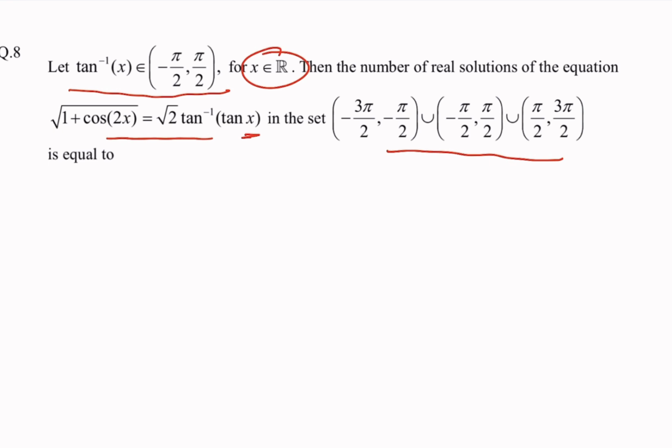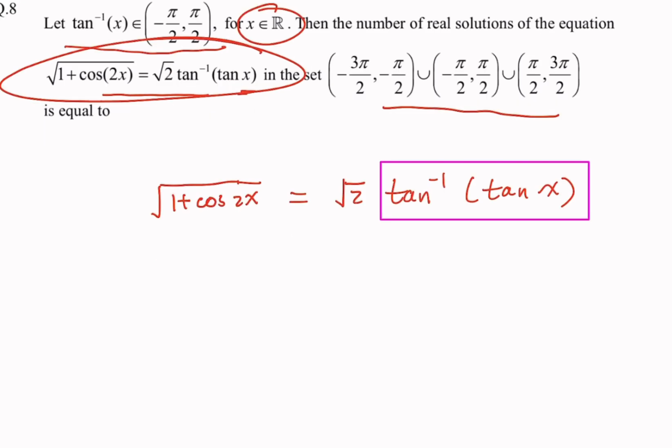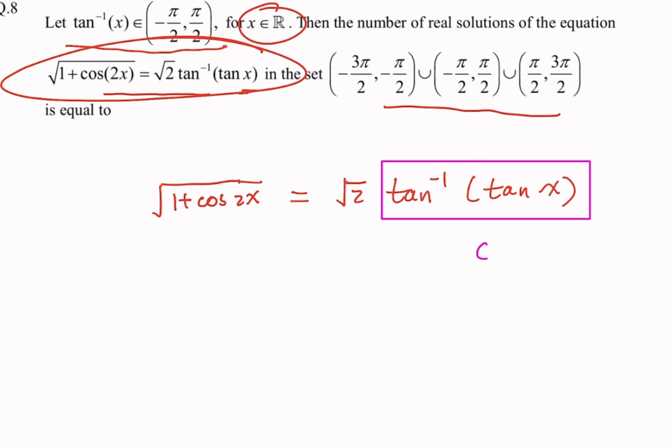All right, so let's start with this equation: cosine 2x equals square root of 2 times tangent, arctangent, the inverse of tangent. Now, for the quantity here, does it equal x? All right, let's think about that. First of all, we noted that this whole thing is going to be in this interval by definition.